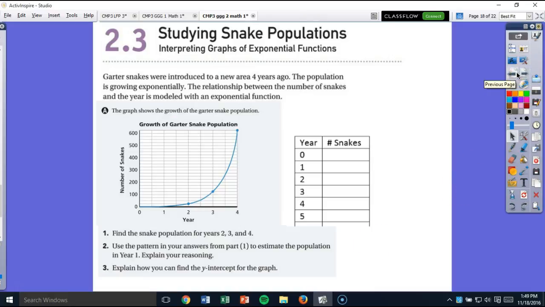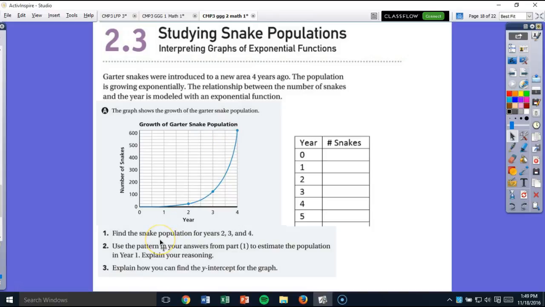So this time we are studying snake populations. Yay! Interpreting graphs of exponential functions. So, garter snakes were introduced to a new area 4 years ago. Population is growing exponentially, and the relationship between the number of snakes and the year is modeled with an exponential function. So, down here on page 31 of your textbook is this graph, growth of garter snake population.